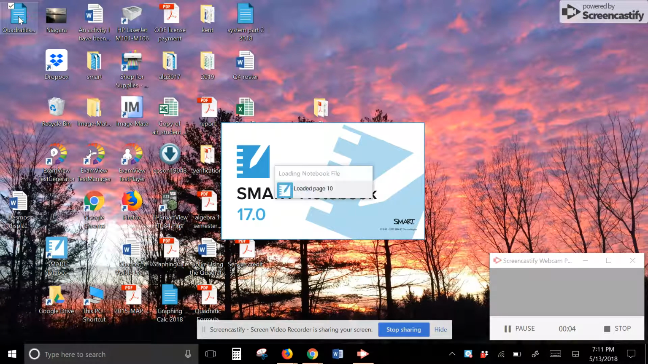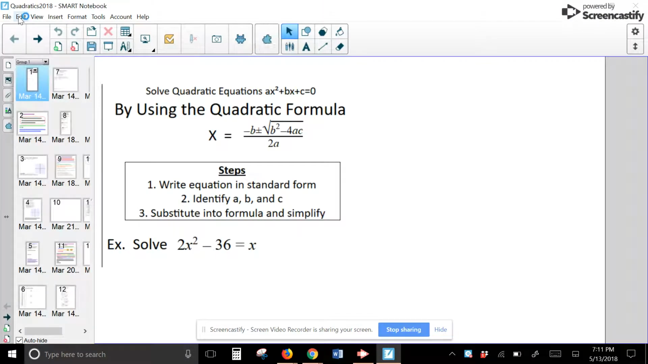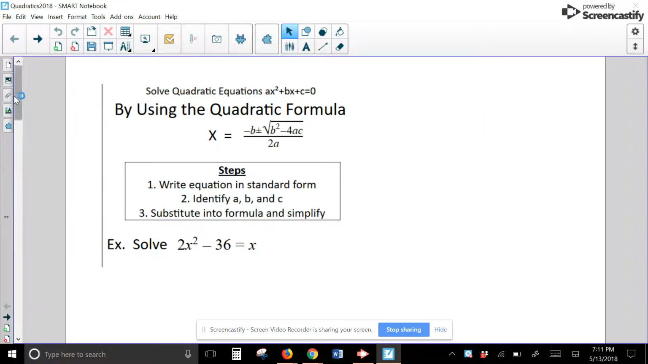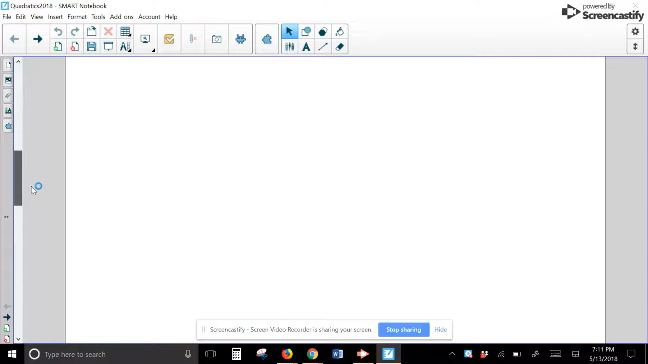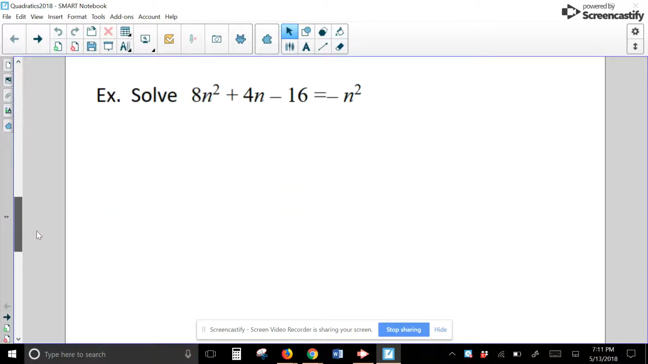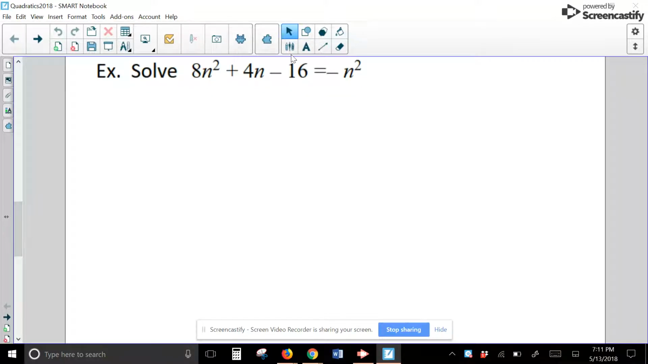Okay, we're now going to do the second example that's on page 70 in your notebook. So we have the first one all done. Here is your second example. So we're going to follow the exact same steps. We're going to first make sure that this is in standard form with everything equal to 0.